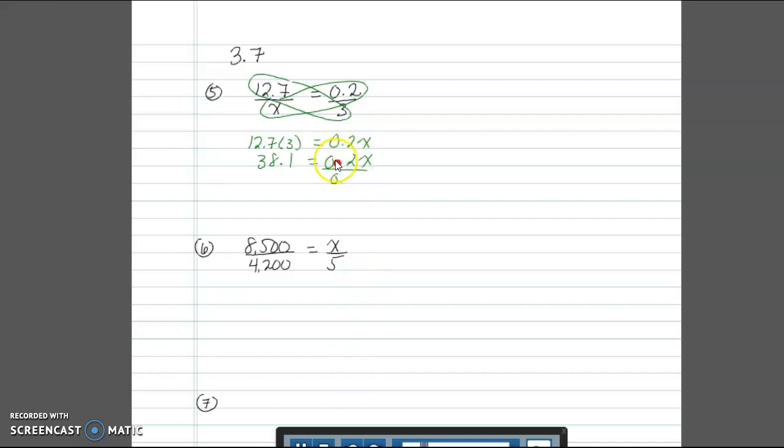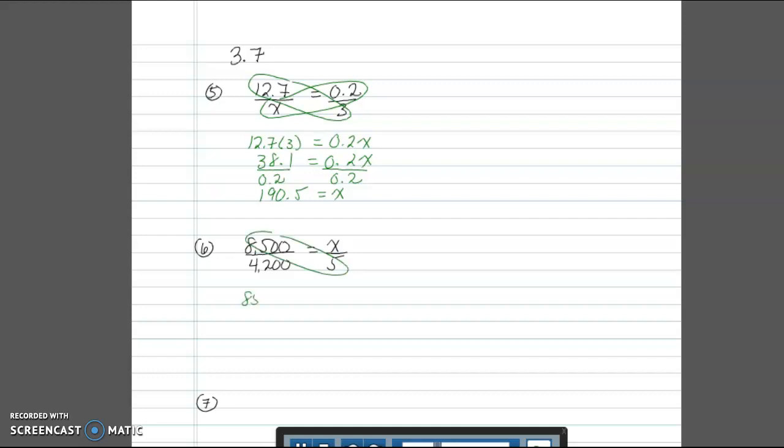Still using the same principle, this is a multiplication, so I want to undo that by dividing. Do the same thing on the other side. That means that the value for x is 190.5. We're told to round to the nearest tenth, but that comes out to be to the nearest tenth exactly, so we don't need to round.